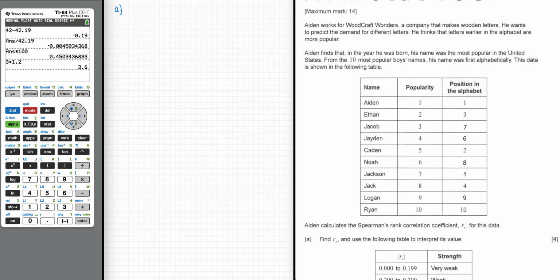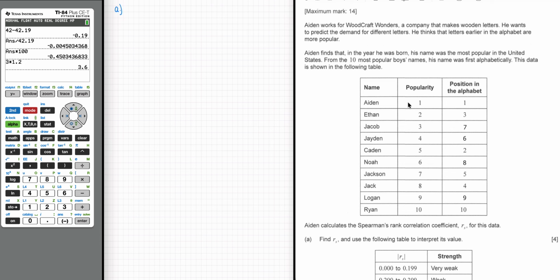This is a paper 2 question, and this is a mixture of different topics around statistics. So the first part tells us that Aidan works at Woodcraft, a company that makes wooden letters. He wants to predict the demand for letters, and he thinks that the letters earlier in the alphabet are more popular than those at the end. So they're trying to find out, in the year that he was born, which is the most popular name, in the hope of trying to work that out.